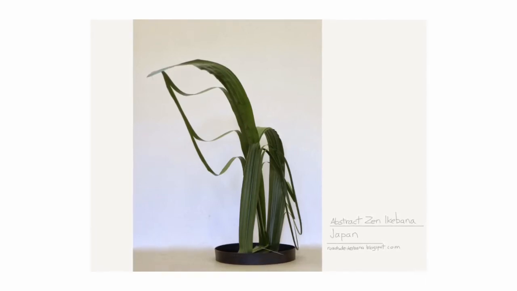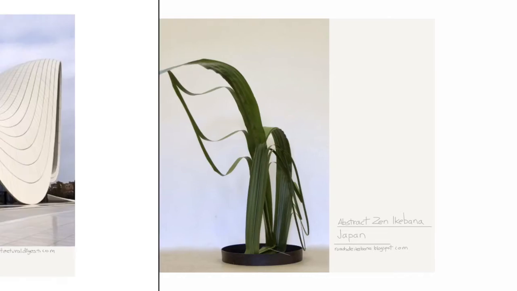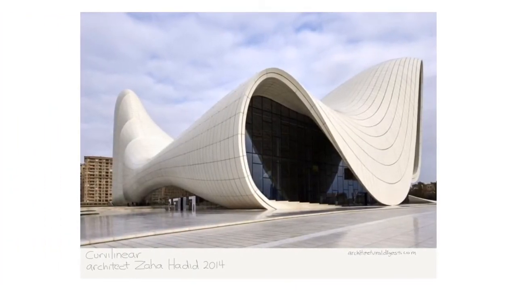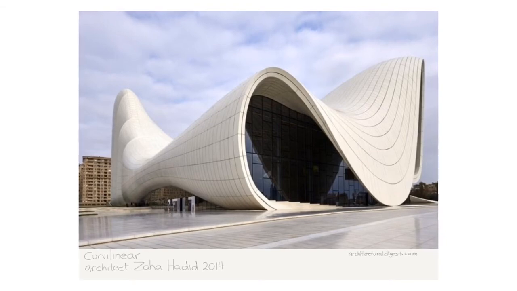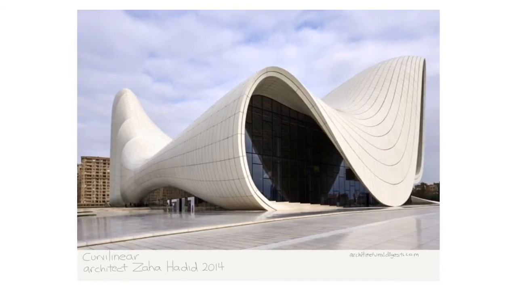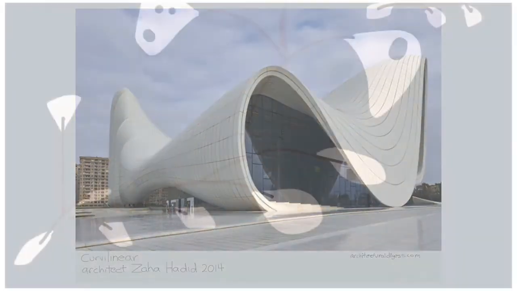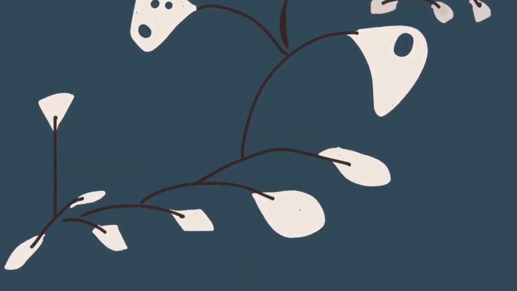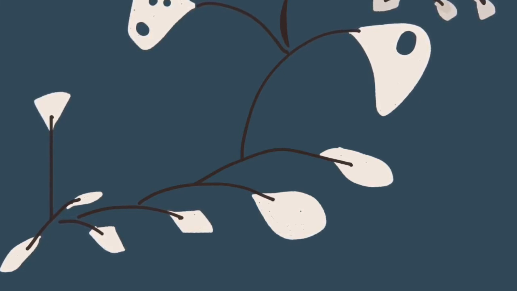Our next vocabulary word, curvilinear. Curvilinear shapes can actually get quite large, like in this famous building by Zaha Hadid. Or this drawing of an Alexander Calder mobile. It actually does move on the flowing currents of air.